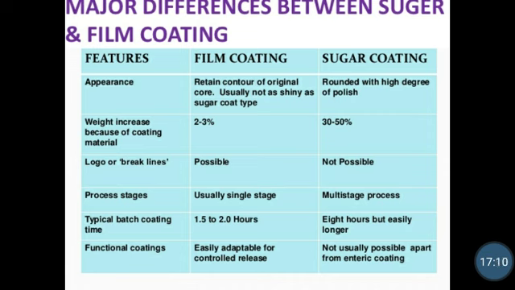Then film coating is a single stage procedure and sugar coating is the multi-stage process. So film coating requires around 1.5 to 2 hours, but for sugar coating we require much more time, which ranges from 8 hours or longer. So sugar coating is a lengthy or time consuming process.